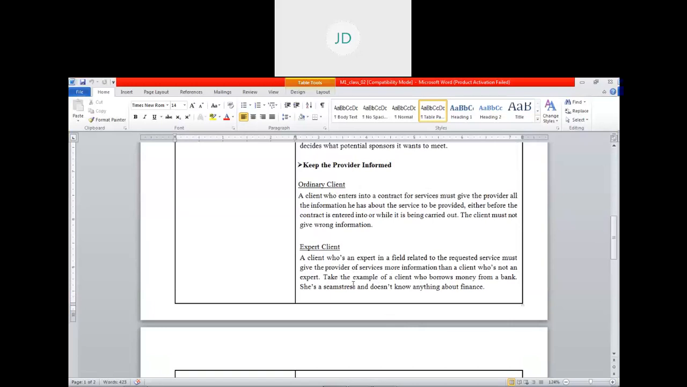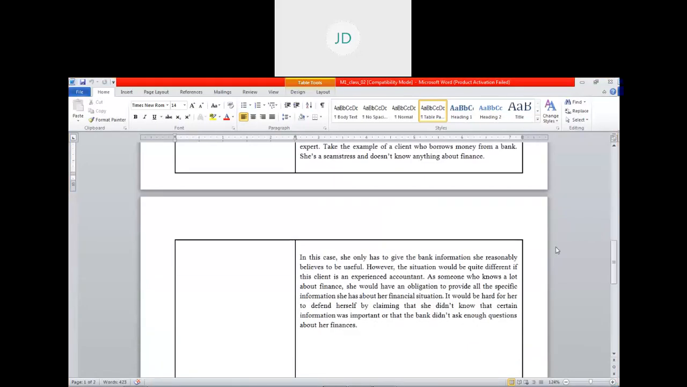Now let's take an example of a client who wants to borrow money from a bank. She is a seamstress, just an ordinary woman who doesn't know anything about finance, but she wants some money from the bank as a loan. In this case, she only has to give the bank the information she reasonably believes to be useful.